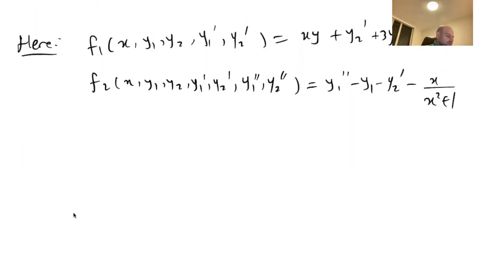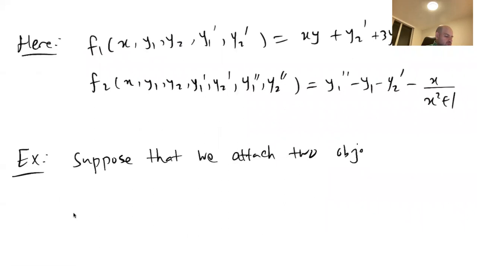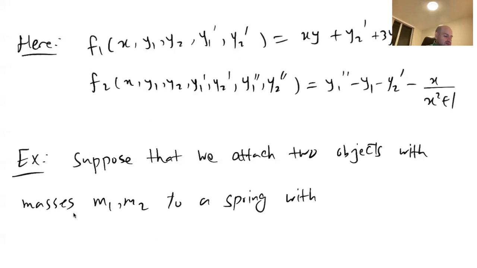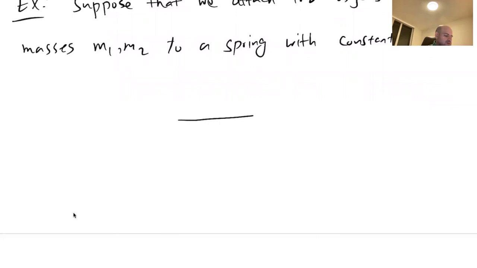So let's look at an example. Suppose that we attach two objects with masses M1 and M2 to a spring with constant K. So we have a spring with constant K here, and we attach two objects, one with mass M1 and one with mass M2.